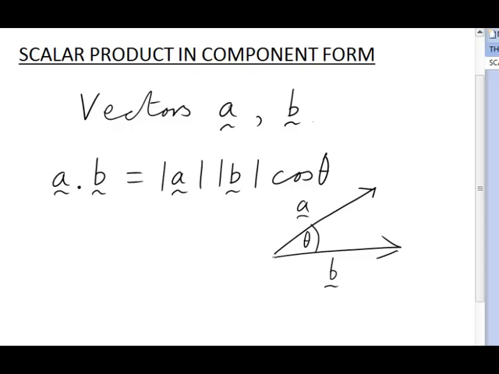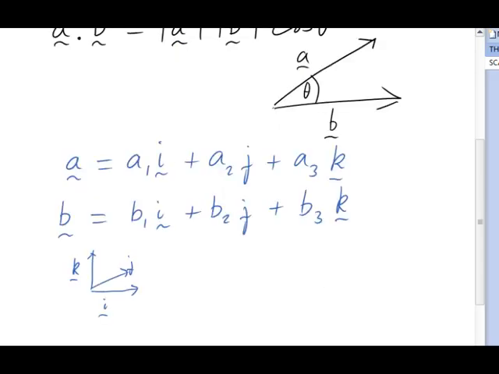Another comment I made at the end of the last presentation was that sometimes we don't know the angle between the two vectors, and for that reason, this form for the product is not always all that convenient. In this second presentation on the subject, I want to discuss how we would write this product in terms of the components of the two vectors. So, let's start by writing down the two vectors, A and B, expressing them with their components.